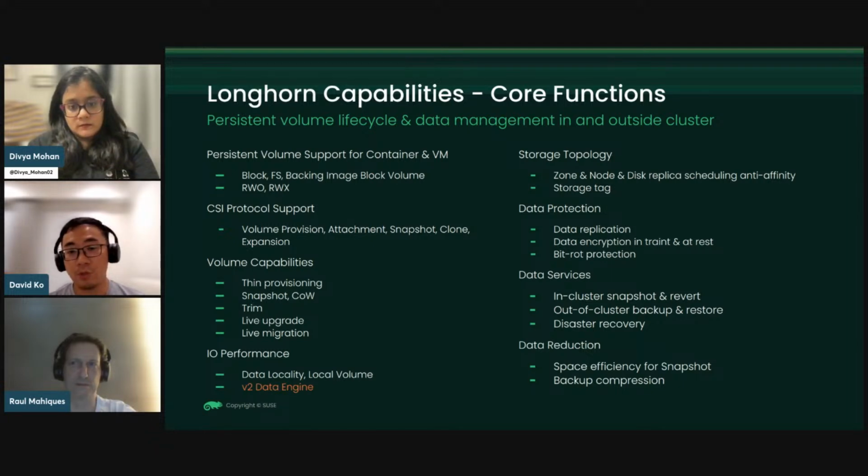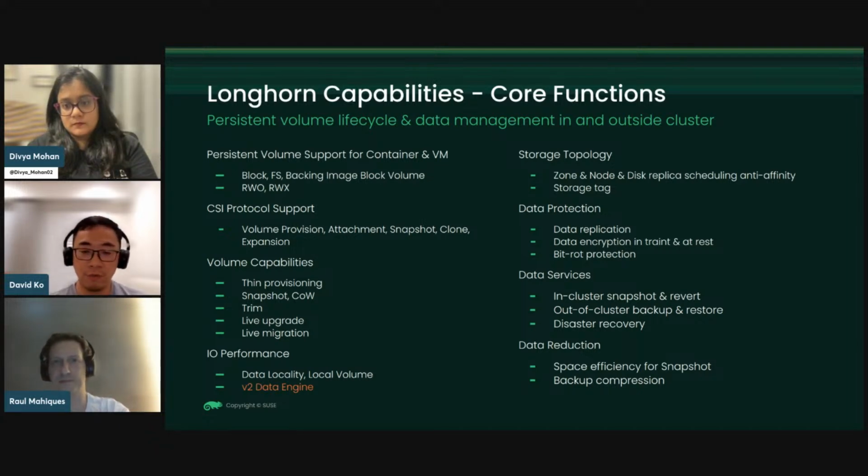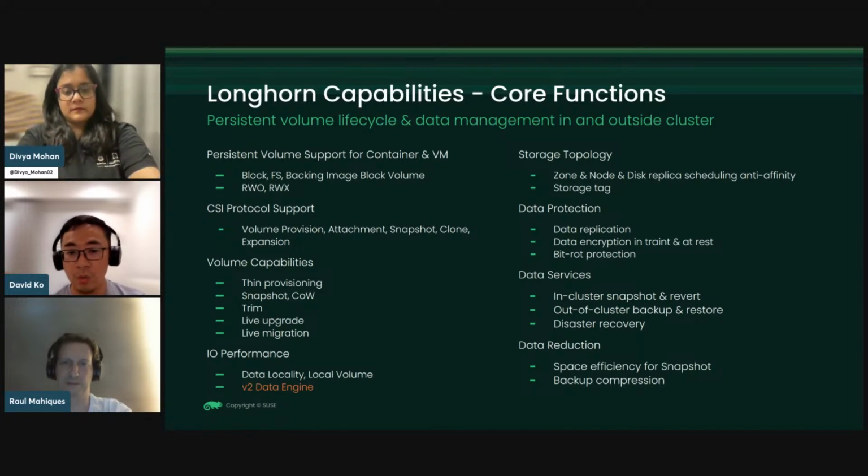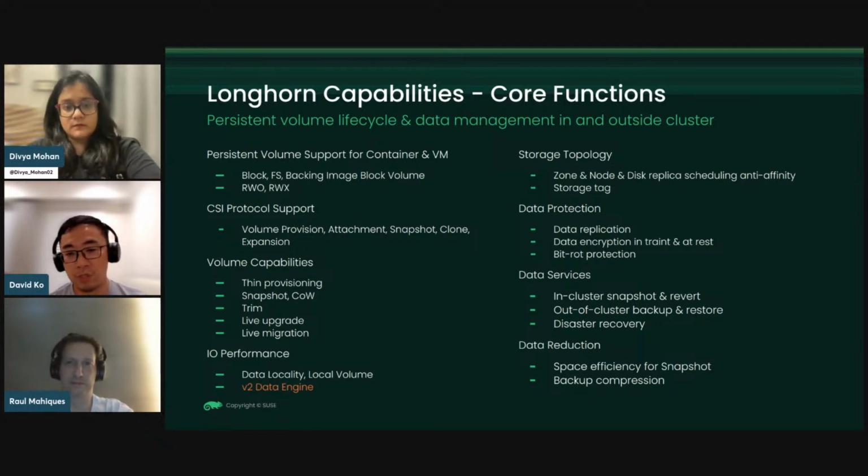Okay, and let's talk about storage topology. You want to decide how to distribute your volume replicas. Longhorn has configuration for that. You can configure things like node selector and toleration. Also node, zone, and disk replica scheduling anti-affinity. You can decide whether replicas can be on the same node or different nodes, same zone or different zones, or even distributed across disks.